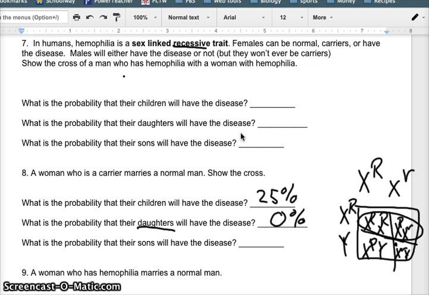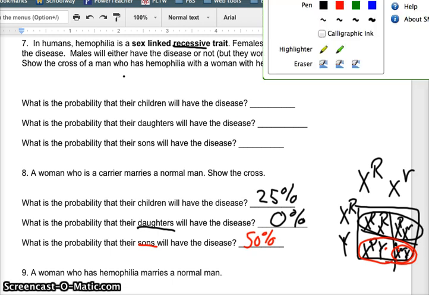And then the next one says what about the sons, so we're going to look at just the sons here. And only 1 of 2 chances. 1 of 2, because there are only 2 possibilities of having a son, so 1 of 2, which is 50%. So that's what it means. When it says sons, you only look at the boys. When it says daughters, you only look at the girls. Alright, so that is how you do that sheet. If you have any questions, just ask.